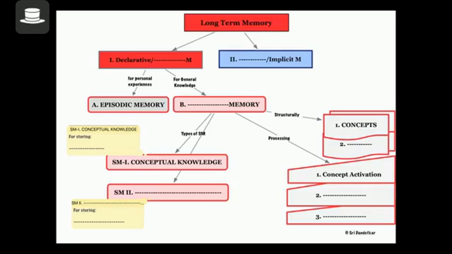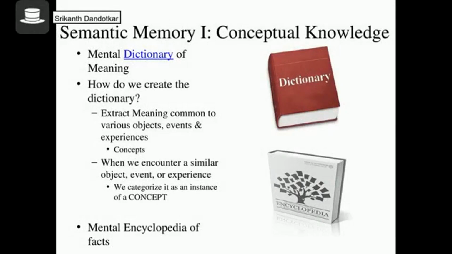Now, I want you to keep in mind, structurally, we'll be using terms like concepts, and there's another term. Again, we'll come back to this to fill this information in together. And we'll talk about processing information in semantic memory. We'll talk about concept activation and two other things. Again, we'll fill this as we go. Okay, so semantic memory 1 is the conceptual knowledge. This has information about different concepts that you've learned.